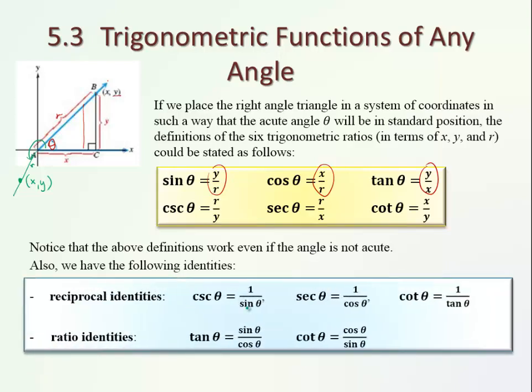Notice that we have the following identities. The first three are directly from definitions of cosecant, secant, and cotangent, because they are defined as reciprocals of sine, cosine, and tangent. The last two identities, it's easy to prove from definitions in terms of x, y, and r, and we can do it in a second. Those identities are called ratio identities, just because tangent is a ratio of sine and cosine, cotangent is a reciprocal of it, so it's cosine over sine.